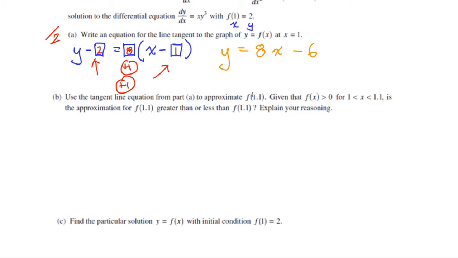So we need to approximate f of 1.1. So we're using this equation. I like this equation better because I can see exactly what's happening. So I'm going to plug in. I have y minus 2 is equal to 8 times the quantity of, now I'm plugging in 1.1. 1.1 minus 1 is just 0.1. 0.1 times 8 is 0.8. So this is now going to be y is equal to 0.8 plus 2, because I have to add 2 to both sides, so 2.8.